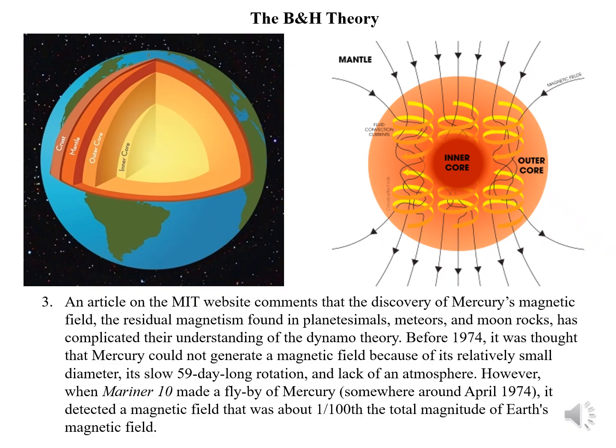Okay, so before 1974, it was thought that Mercury could not generate a magnetic field because of its relatively small diameter, its slow 59-day long rotation, and the lack of an atmosphere. However, when Mariner 10 made a flyby of Mercury somewhere around April 1974, it detected a magnetic field that was about 1/100th of the total magnitude of the Earth's magnetic field. So Mercury has a magnetic field, but it's not supposed to, according to the dynamo theory. So there's got to be something wrong with the dynamo theory. Okay.